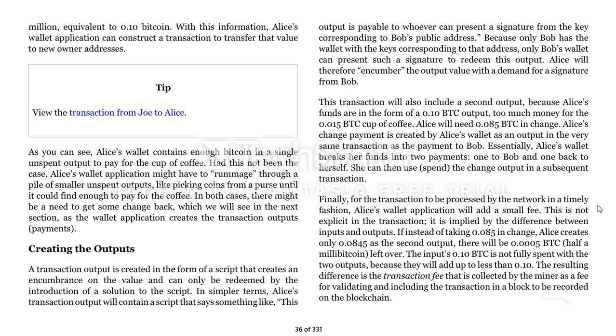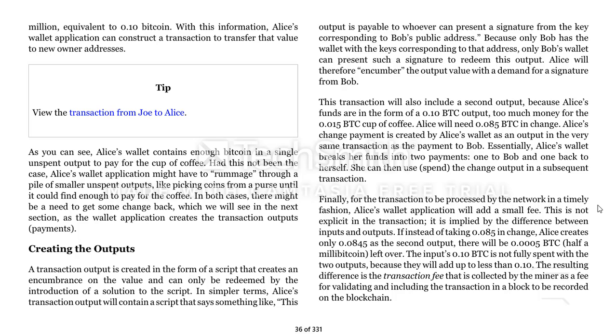Creating the outputs. A transaction output is created in the form of a script that creates an encumbrance on the value and can only be redeemed by the introduction of a solution to the script. In simpler terms, Alice's transaction output will contain a script that says something like, this output is payable to whoever can present a signature from the key corresponding to Bob's public address. Because only Bob has the wallet with the keys corresponding to that address, only Bob's wallet can present such a signature to redeem this output.